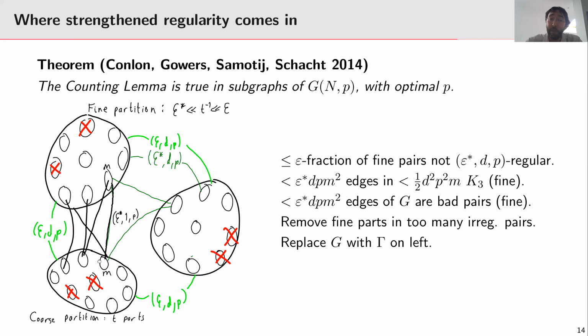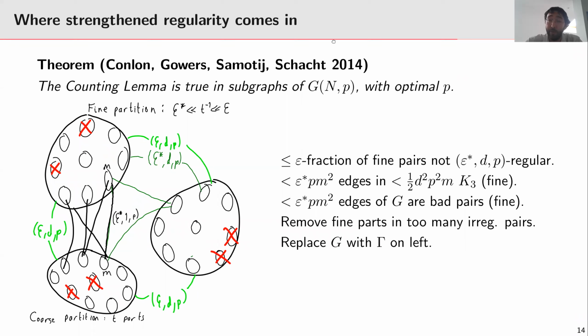That means if I look at any pair of parts here, I have something very regular here, and very regular here, and very regular here for most fine pairs. I have to update the calculations I did previously a little bit, so factors of D disappear from how many edges I get that are badly behaved. But this doesn't matter too much.